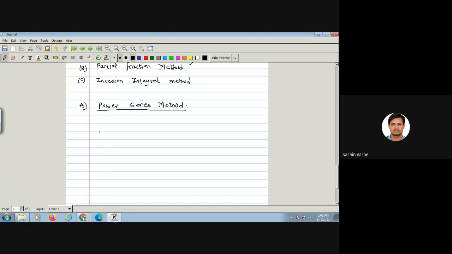So in this power series method, by direct division, since the inverse Z transform of F(z) is f(k) within the ROC, the region of convergence.